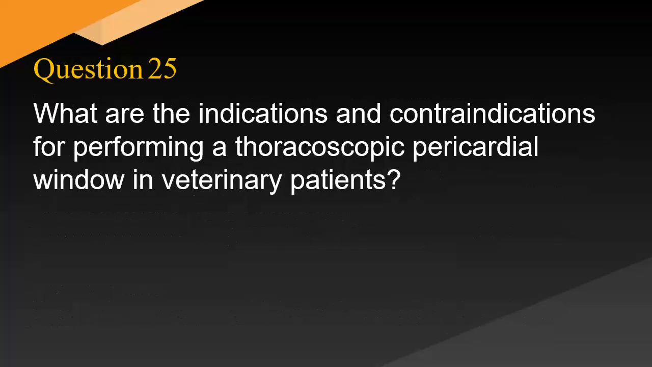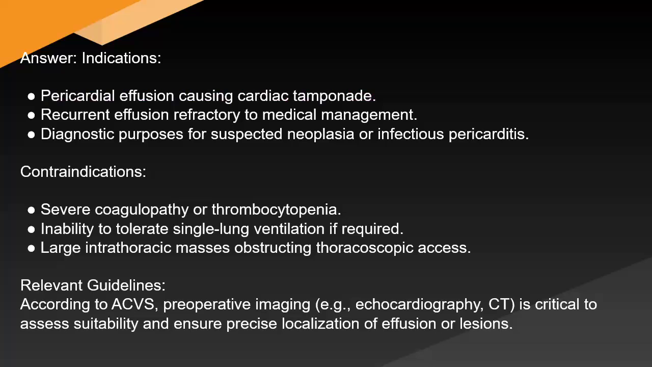What are the indications and contraindications for performing a thoracoscopic pericardial window in veterinary patients? Answer. Indications: pericardial effusion causing cardiac tamponade, recurrent effusion refractory to medical management, diagnostic purposes for suspected neoplasia or infectious pericarditis. Contraindications: severe coagulopathy or thrombocytopenia, inability to tolerate single lung ventilation if required, large intrathoracic masses obstructing thoracoscopic access. Relevant guidelines. According to ACVS, preoperative imaging, e.g., echocardiography, CT, is critical to assess suitability and ensure precise localization of effusion or lesions.